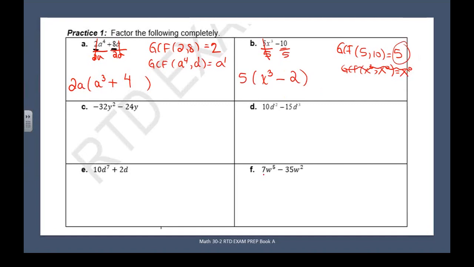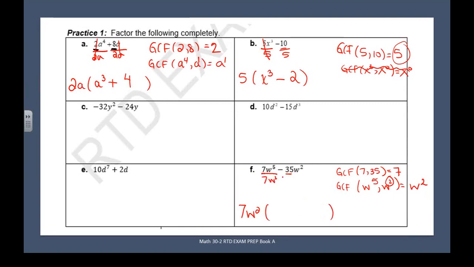Okay, I'm going to try one more, and then I'm going to get you guys to try some on your own. So let's look at here, 7 and 35. The greatest common factor of 7 and 35 is 7. The greatest common factor between w to the 5 and w squared is w, and then I choose the smaller of the two, which is 2. So I'm going to write 7w squared on the outside.